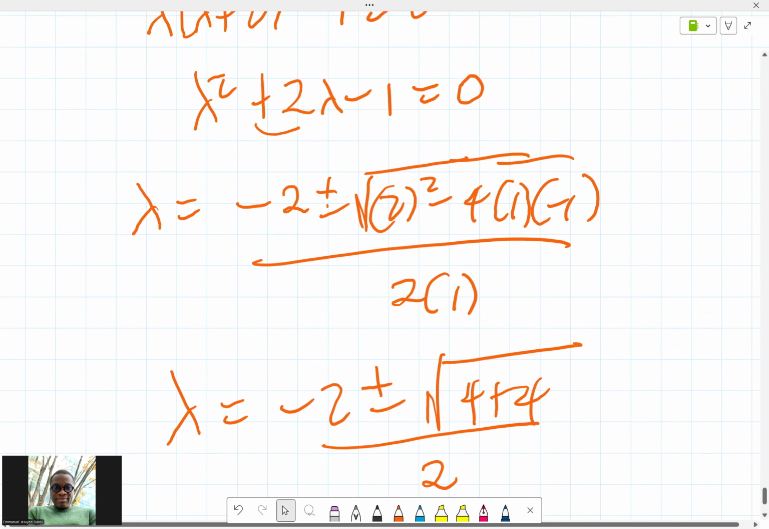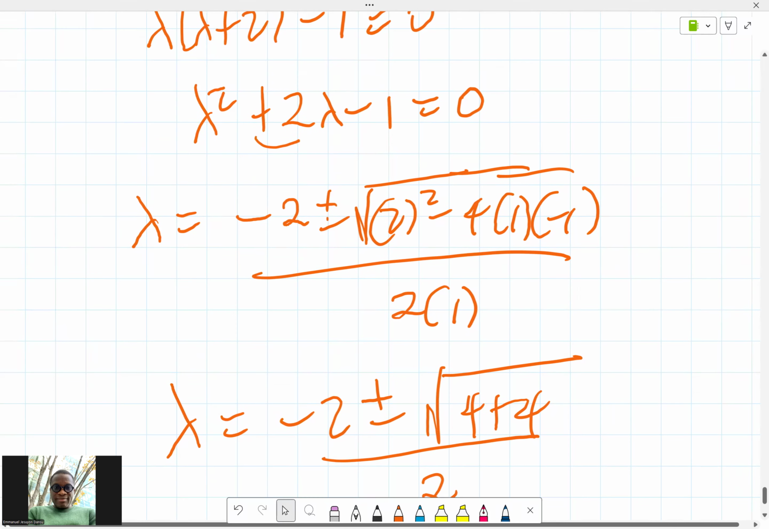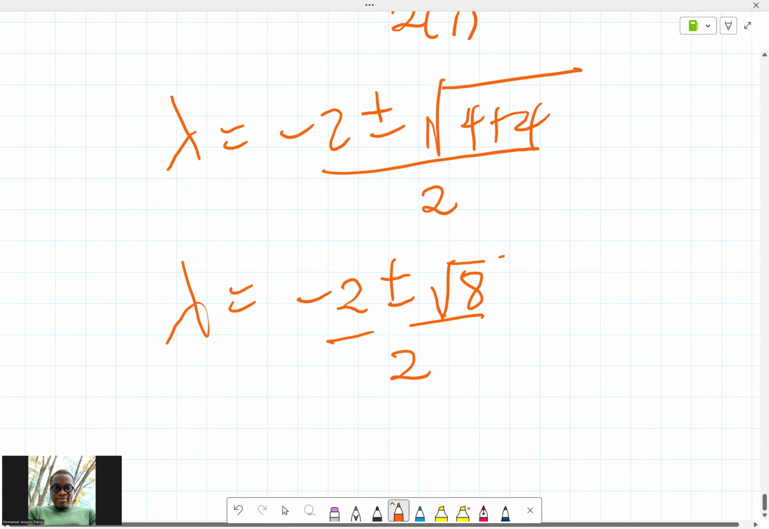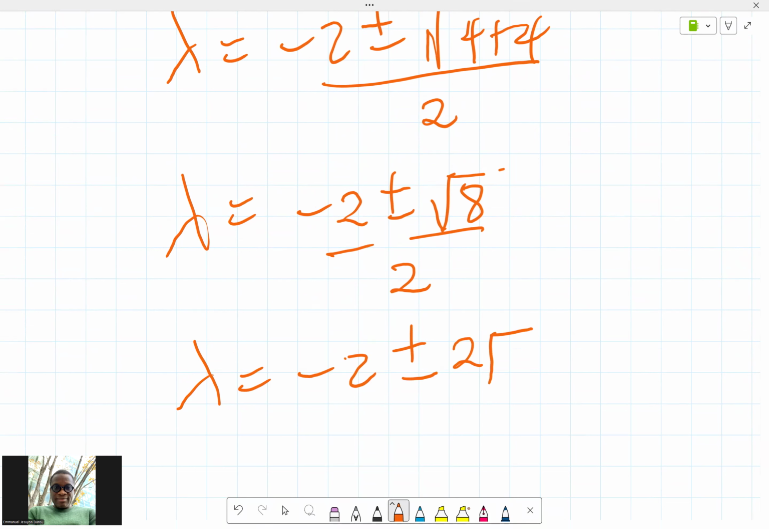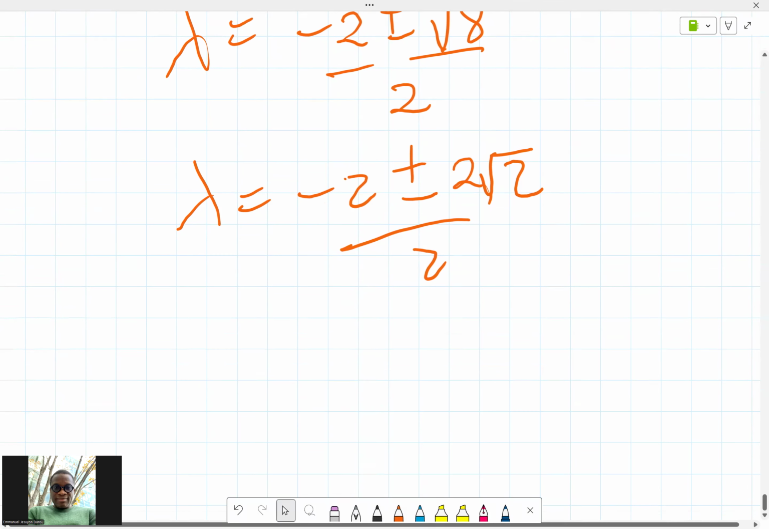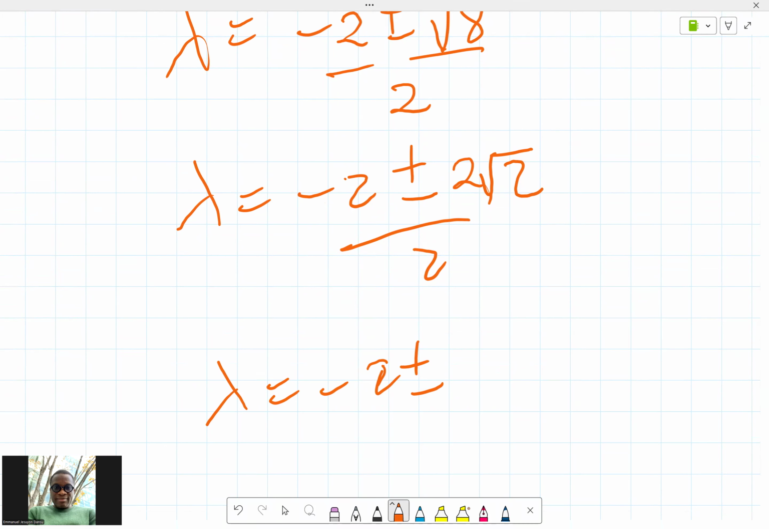4ac. Yeah, root 8 all over 2. So lambda is equal to minus 2 plus or minus, 4 times 2, that's 2 root 2, all over 2. So 2 can cancel out, so we just have minus 1. All right. So we have minus 1 plus or minus root 2.